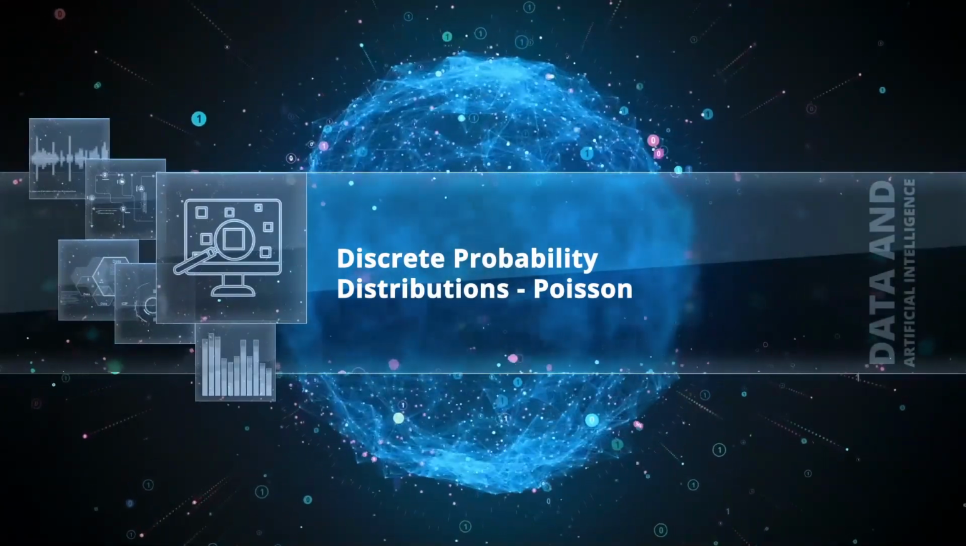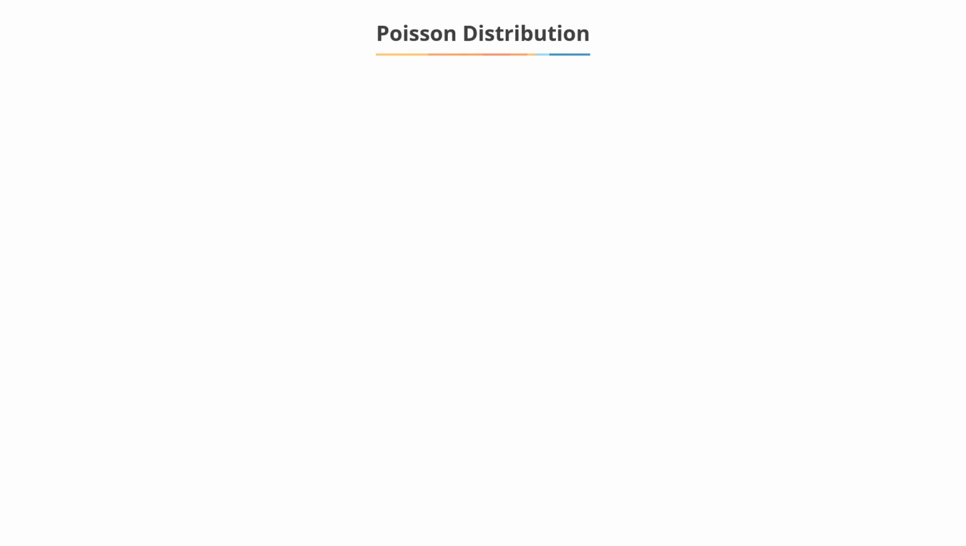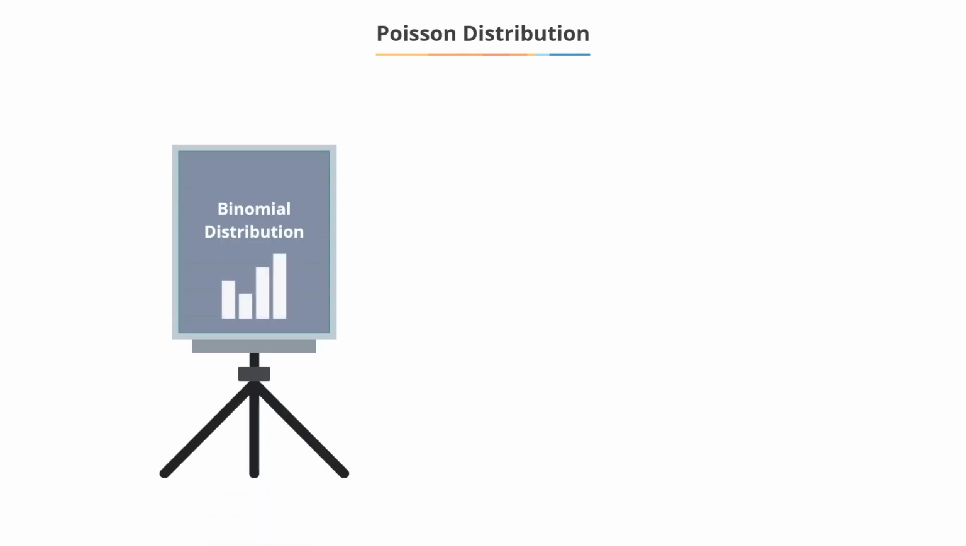Discrete probability distributions. Poisson. Poisson distribution. In the previous video, we learned about binomial distribution. In this video, we shall look at the other type of discrete variable, Poisson distribution.